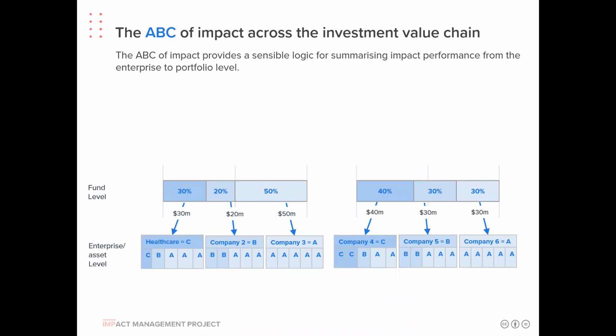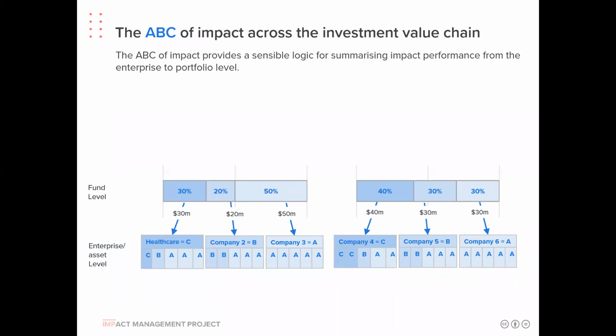And so in this case, on our first fund on the left-hand side, it's 30 million invested in a company that is contributing to solutions. It's 20 million invested in a company that's benefiting stakeholders, and it's 50 million invested in a company that's acting to avoid harm. And this translates to 30% allocation in C, 20% allocation in B, and 50% allocation in A. And similarly, doing the same analysis on our second fund, we have a 40% allocation in C, a 30% allocation in B, and a 30% allocation in A.